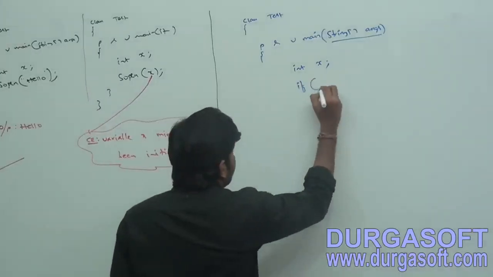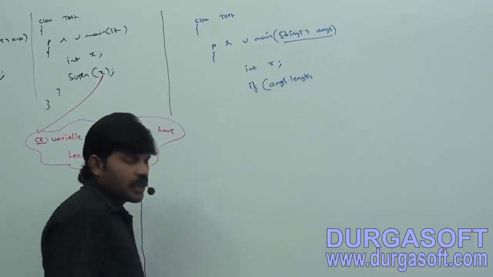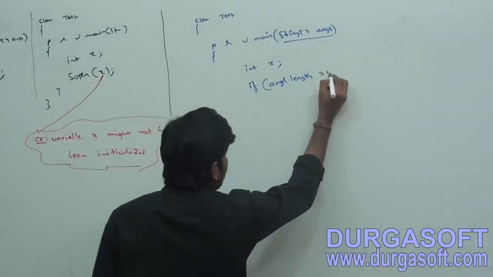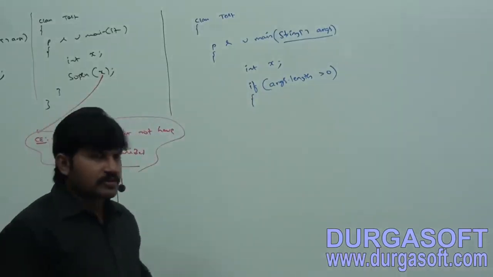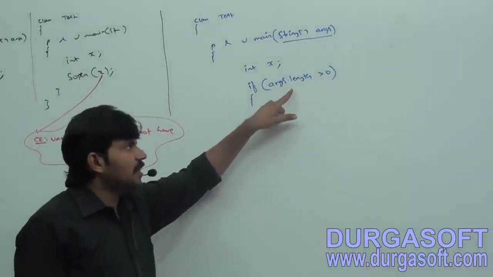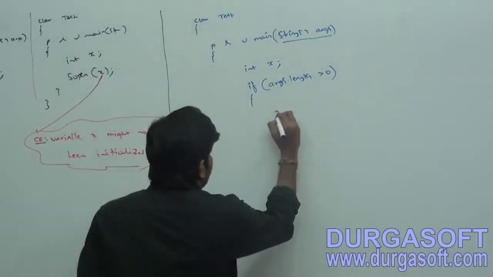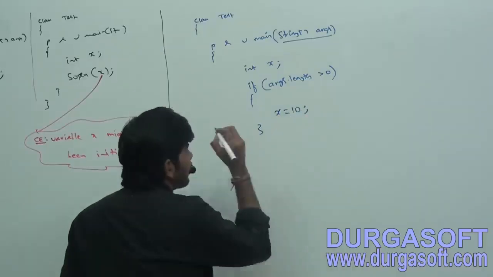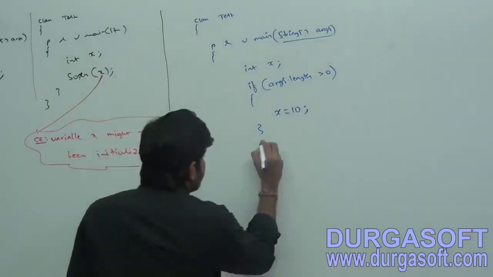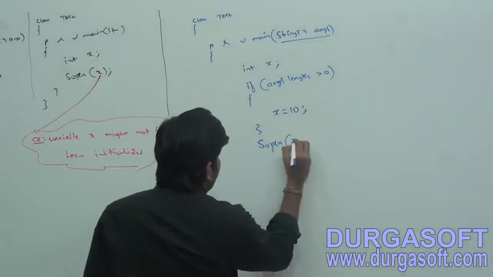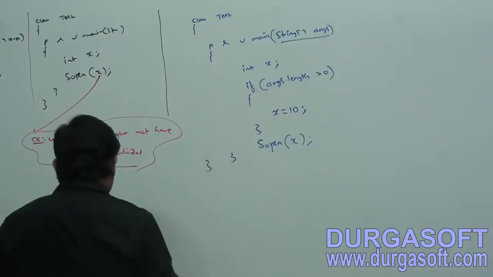If args.length greater than 0, sir, if we are passing any command line arguments, then x value will become 10. If we are passing any command line arguments, x is 10. Next, System.out.println(x). Sir, x is 10, SOP of x. Like this I am taking.